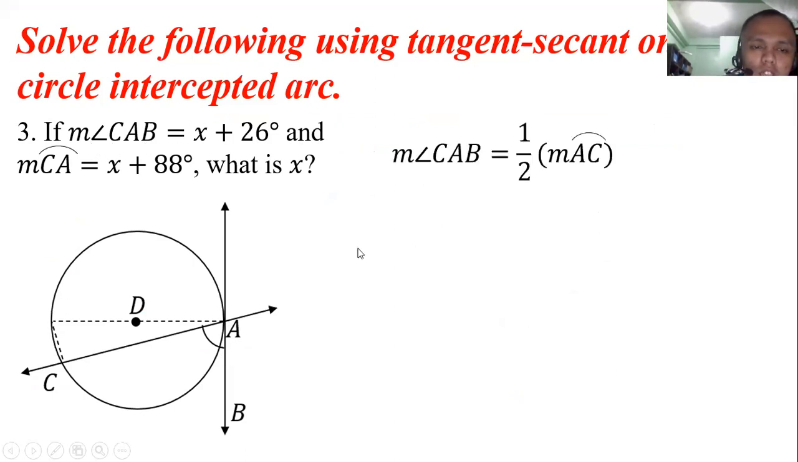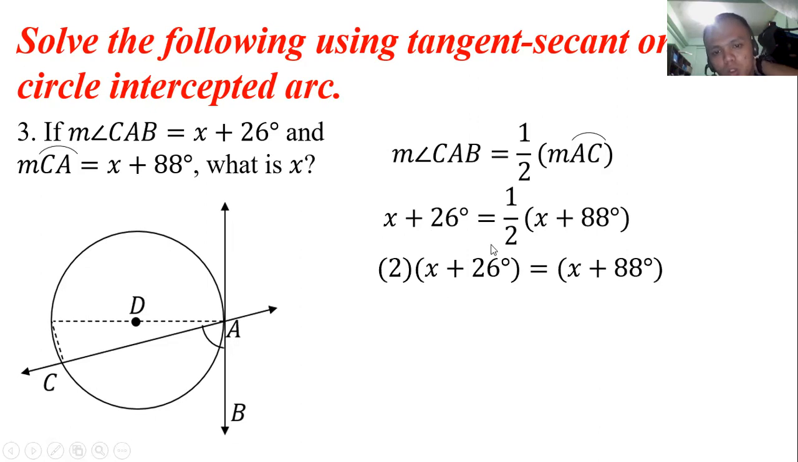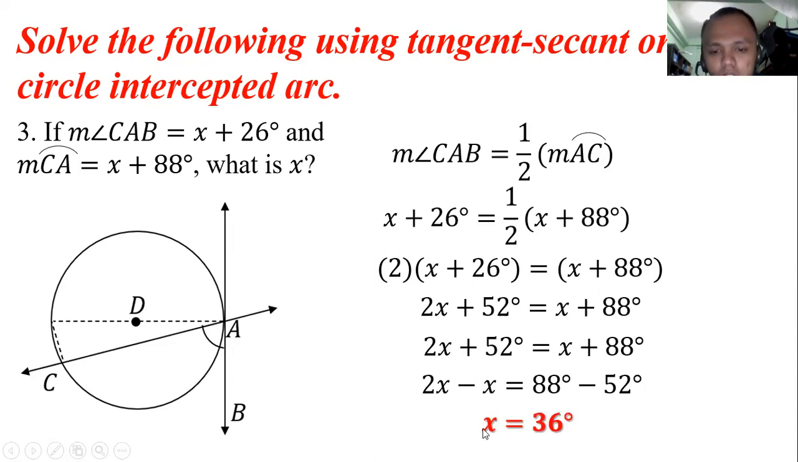Substitute the measure of angle CAB as x plus 26, equal to 1/2 times arc AC, which is x plus 88. Now multiply x plus 26 by 2 to remove the denominator. 2 times x is 2x, 2 times 26 is 52, equal to x plus 88. Transpose x to the other side: 2x minus x is equal to 88 degrees minus 52 degrees. So x is equal to 88 minus 52, which is 36. So x here is 36.